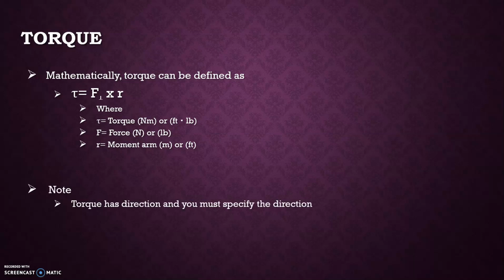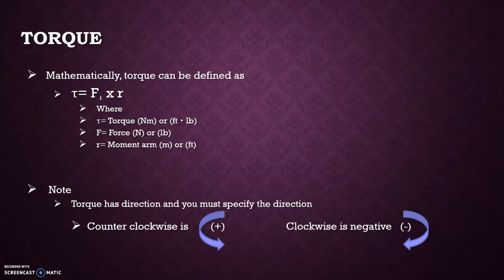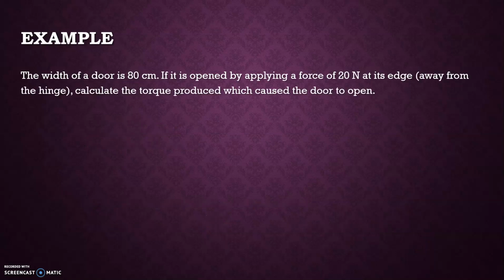Note, torque has direction and we must specify that direction. So we say that if it's counterclockwise, it's positive. If it's clockwise, it is negative. This is important because we're going to have objects that have positive and negative torques, and it's going to be important to denote which ones are positive and which ones are negative.